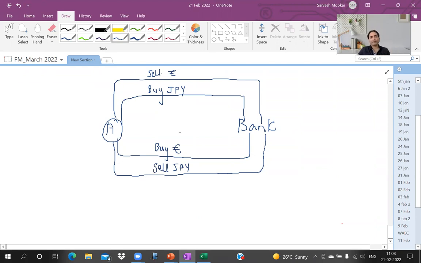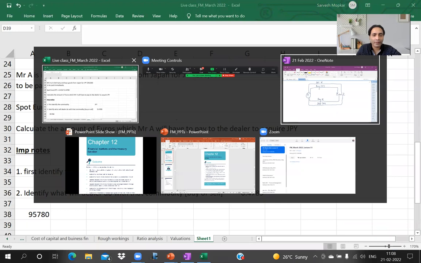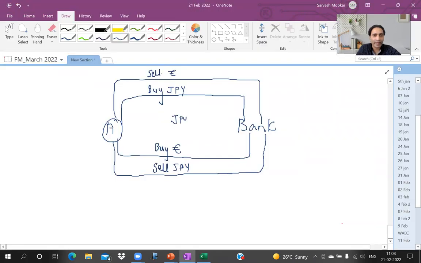Is this diagram clear? Are you all also drawing it in your book? Who is the commodity? JPY. So JPY. Let us mark it in yellow. All the JPYs mark in yellow. And ignore the euros now. Focus only on the yellow.